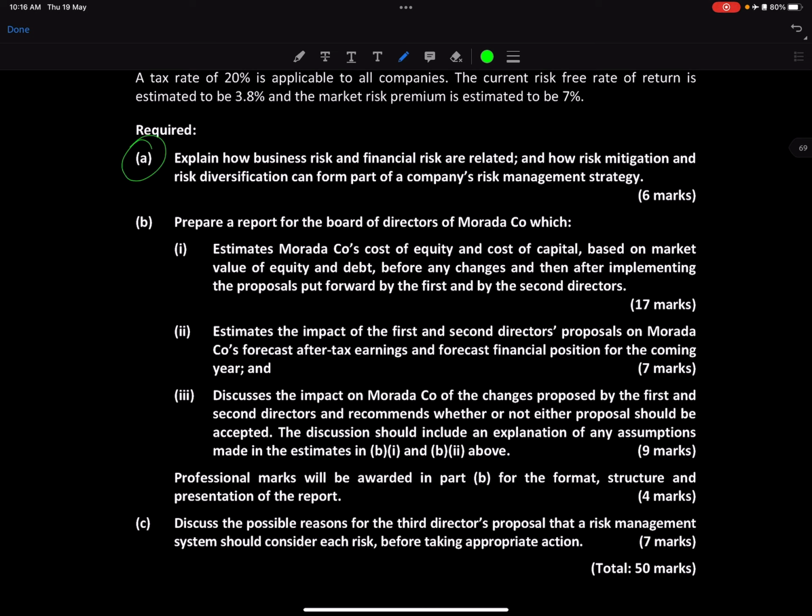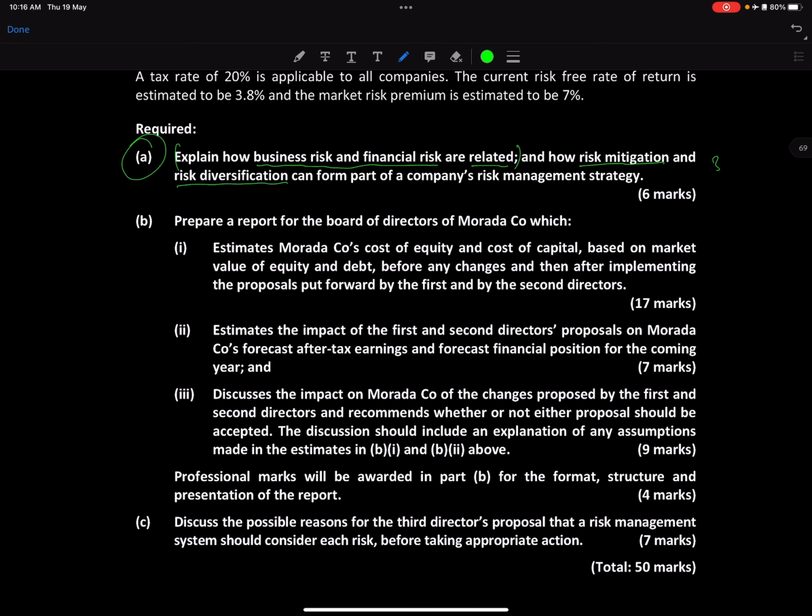In the first requirement, explain how business risks and financial risks are related. So that's one part, right? How there is a relation between them, and how risk mitigation and risk diversification can form a part of a company's risk management strategy. So there are three elements to it, right? Three things that we need to discuss: business and financial risks are related, risk mitigation, risk diversification.